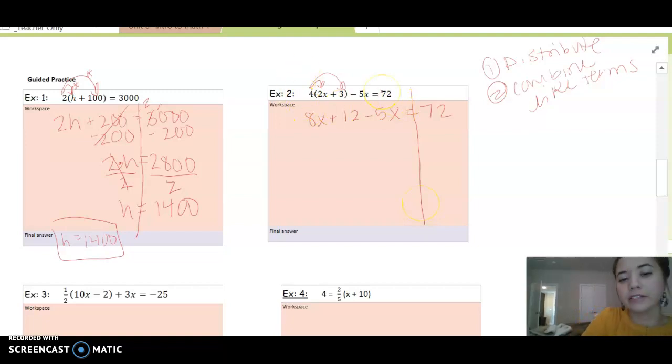Now, looking at this, I see that I can combine 2 things together. I see my 8x and my negative 5x. Remember, your sign in front of it matters. 8 minus 5 is going to give me 3x. There was nothing else I could combine with the 12, so I'm just going to write that down. And we have equals 72. 72 is on the other side of my wall, so we leave that alone. There's nothing else I can combine with my 12, nothing else I can combine with my 3x, so now I can solve. Would I move the 3 or the 12 first?